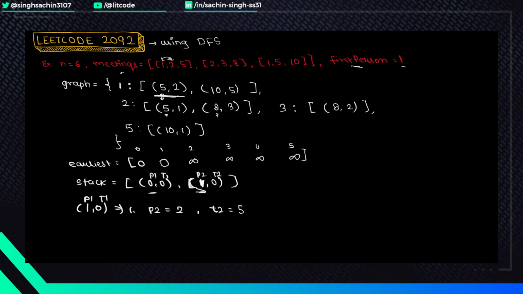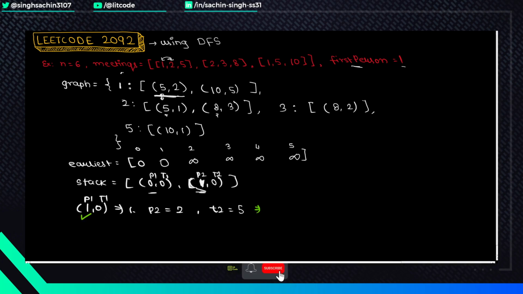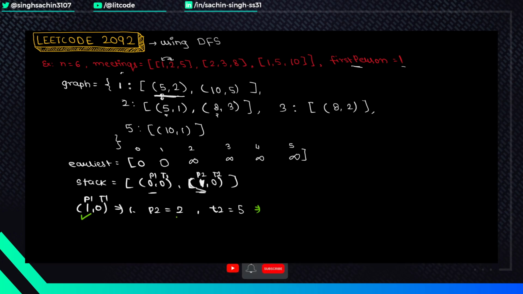Now I would like to check if this meeting is happening after 1 came to know about the secret or not. Okay, because that's only when we will be able to share the secret with the second person. So the first condition is T2 should be greater than or equal to T1. We can also share the secret instantly as well.